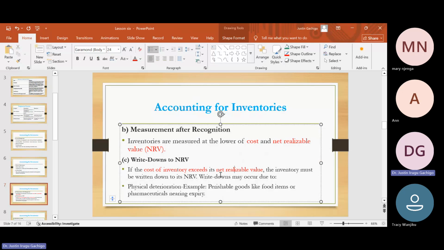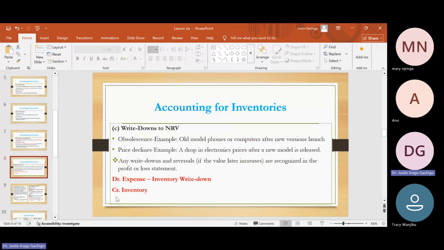Some of the causes of the write down, or the cost exceeding net realizable value, include, one, physical deterioration, for example perishable goods like food items or pharmaceuticals nearing expiry. You may find that in some instances you are selling goods at a loss because those goods are nearing expiry. Or, for example, when you go to a market and in the morning a cabbage was costing 10 shillings, in the evening it is costing 5 shillings. It's because the cabbage is deteriorating in its value.